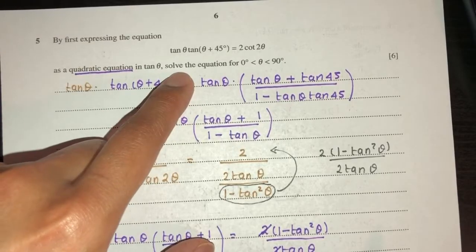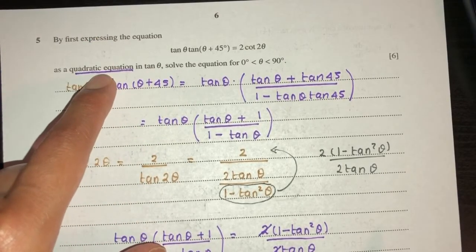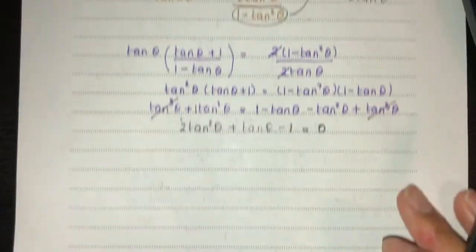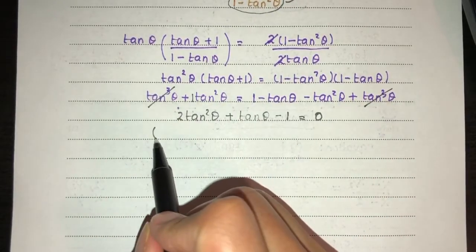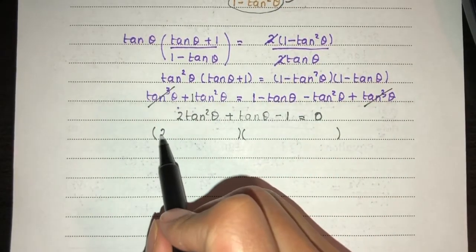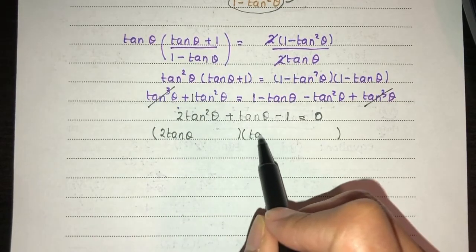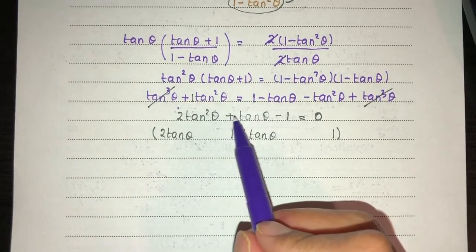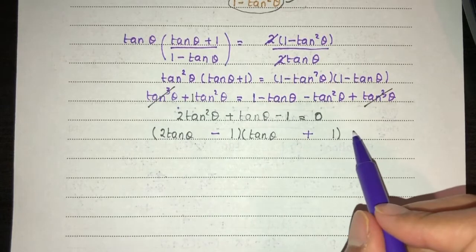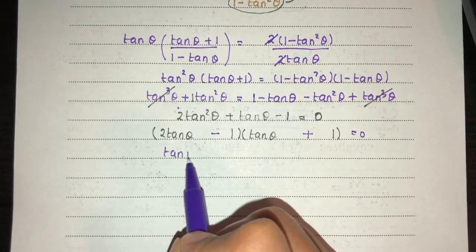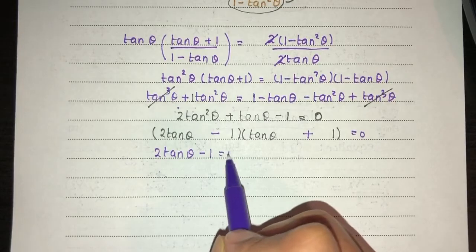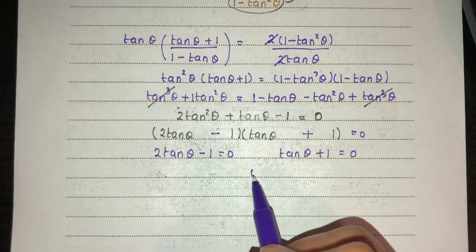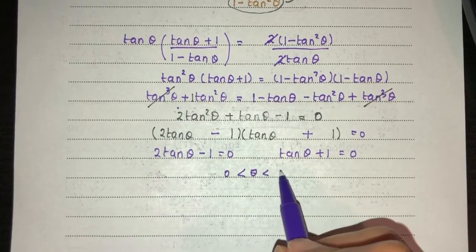So now we have to solve the equation. First express as a quadratic, then solve the equation for the value of theta in your first quadrant. So let's see if we can factorize this. That will be 2 tan theta times tan theta, and 1 is obviously 1 times 1. Now to get the plus 1, we have to have plus 2 minus 1. So 2 tan theta minus 1 is equal to 0, or tan theta plus 1 is equal to 0. Now remember, the value of theta we need is only in your first quadrant.